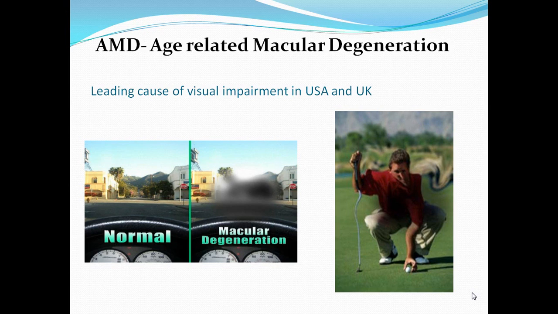If you look at the pictures on the slide, it is obvious that the central part of the image appears gray or distorted. This is what happens in age-related macular degeneration, that is AMD. AMD is the leading cause of visual impairment in developed countries like USA and UK. Cataract remains the most common cause in developing countries.